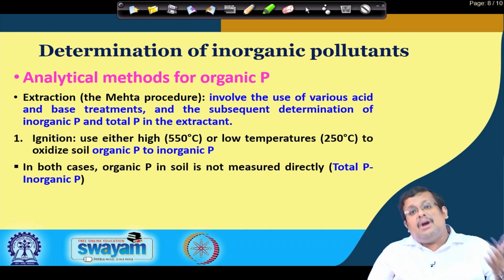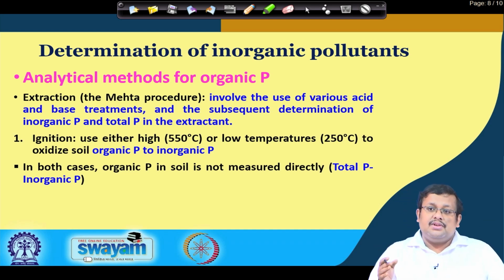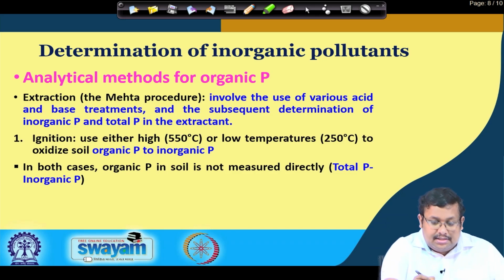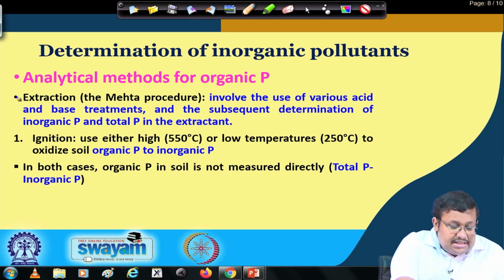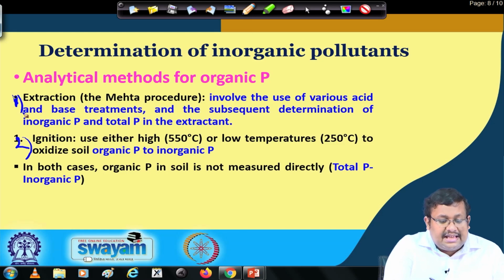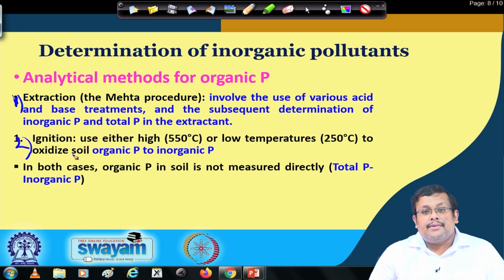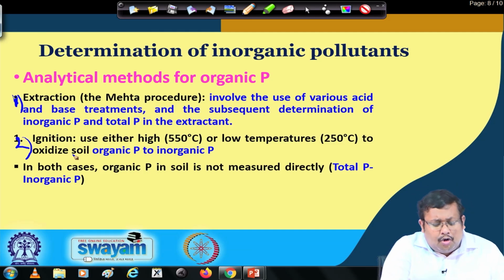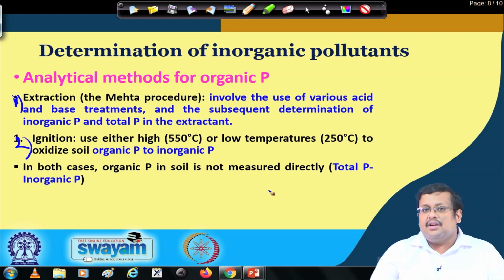So, what about organic phosphorus? Organic phosphorus is also very important. There are two methods for measurement of organic phosphorus. The first method is known as the extraction or Mehta procedure, and the second method is known as the ignition procedure. One thing is clear: both of these methods are not measuring organic phosphorus directly, they are measuring it indirectly.